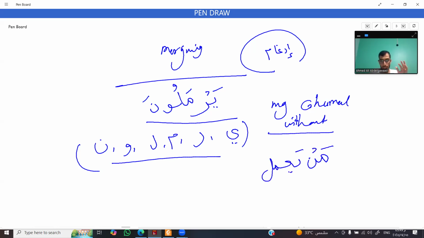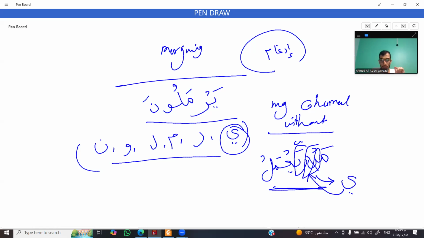As you know, in this example we have noon sakina and after it, yeh. Yeh here is a letter of merging. How could you pronounce merging? Someone said, I mean, I said, you will not pronounce noon and you're gonna pronounce yeh like there's shadda here. But to make it easy for children, I said that. The rule says that you're gonna turn this noon sakina into yeh, and you will mix yeh with that second yeh.